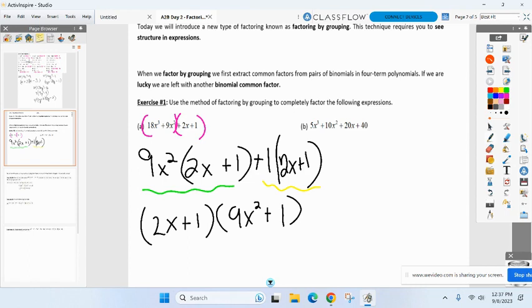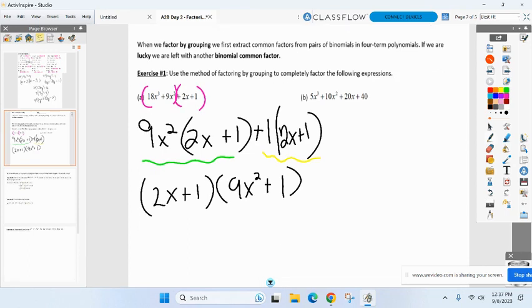Perfect. I see a perfect square here, here, and here. Can I keep factoring this?